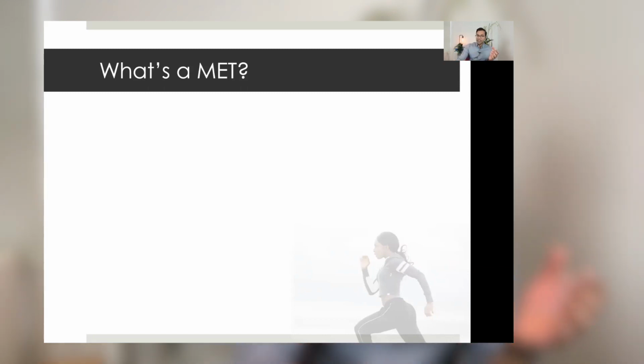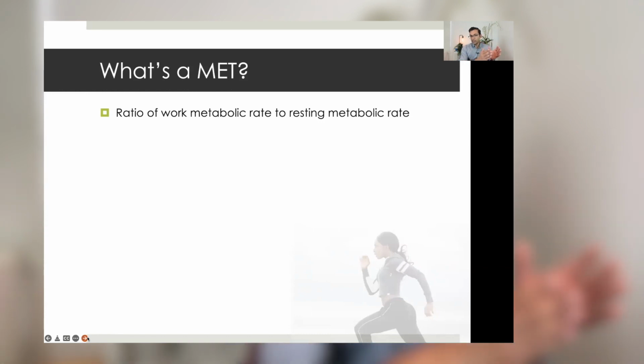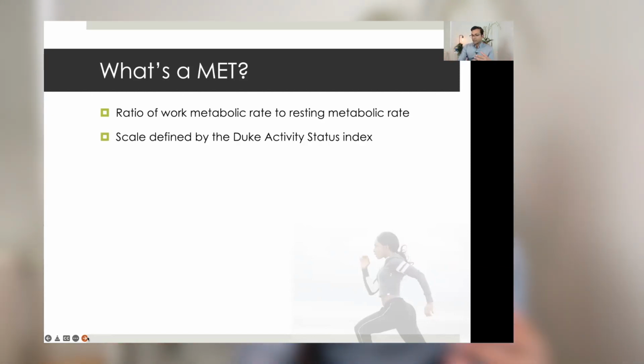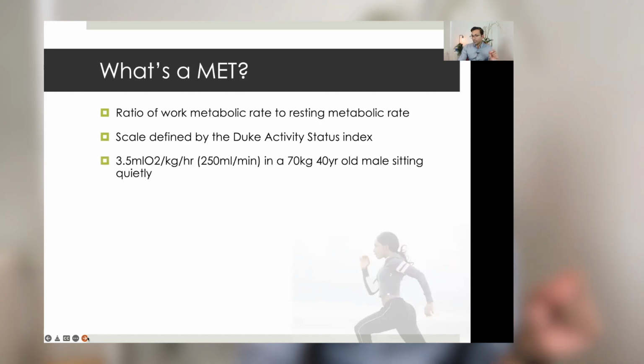And what they've realized is that the MET has a very specific definition. It's the ratio of the work metabolic rate to the resting metabolic rate. So it's always compared to what it's like to just be sitting doing nothing. It's defined by this index, and I'll show you a link to that specific questionnaire. It's got some really specific values, like 3.5 mL of oxygen per kilo per minute, or 250 mL per minute in a roughly average person sitting quietly. That's your basal metabolic rate.